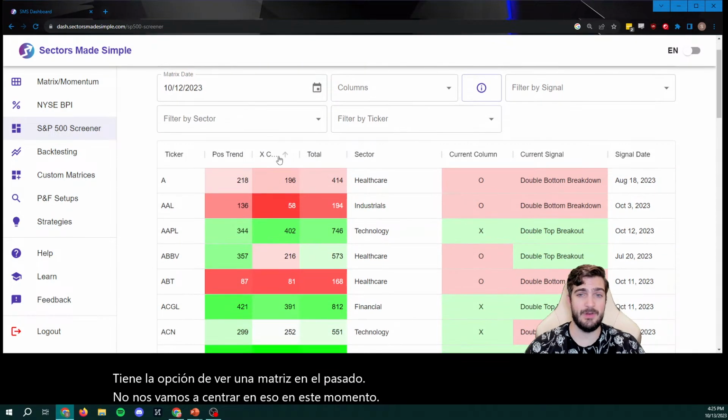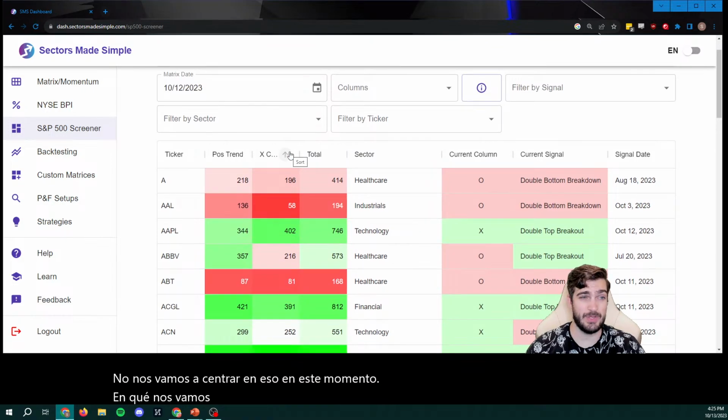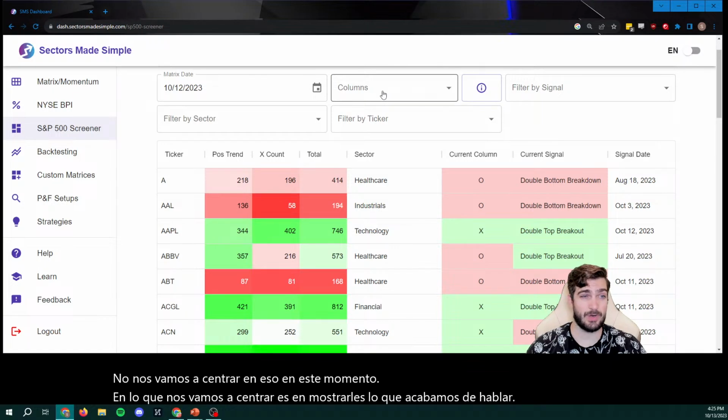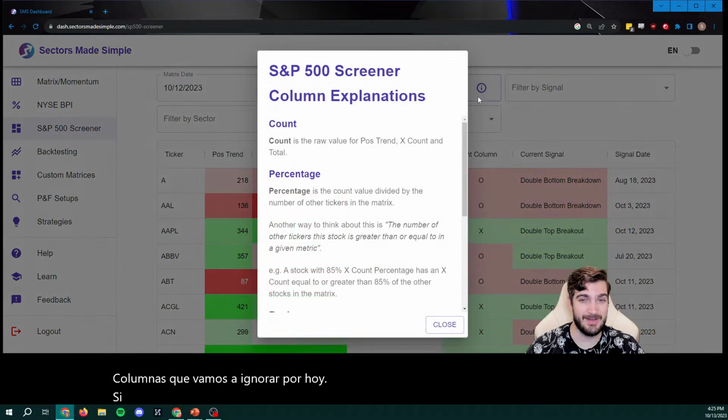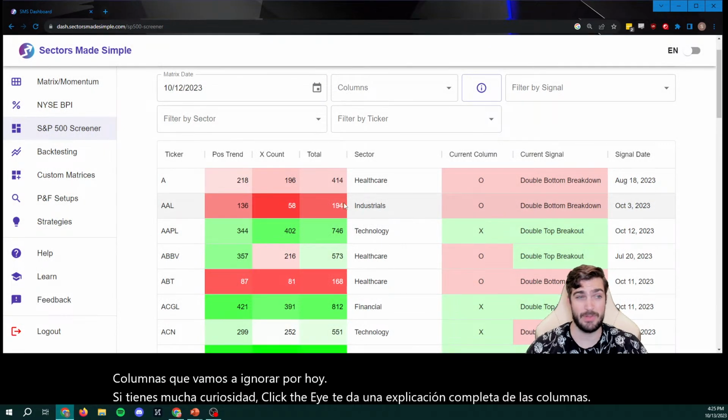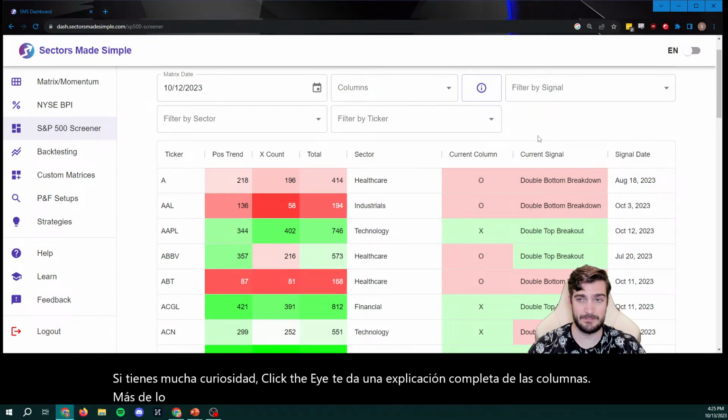What we're going to focus on is just showing you what we just talked about. Columns, we're going to ignore for today. If you get really curious, click the I. It does give you a full explanation of the columns, more than we need to get into today. Filter by signal.